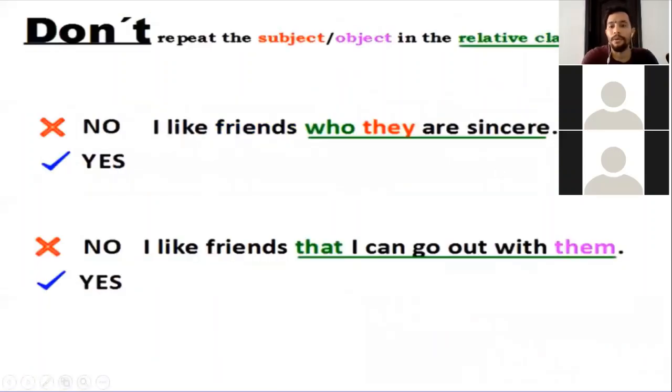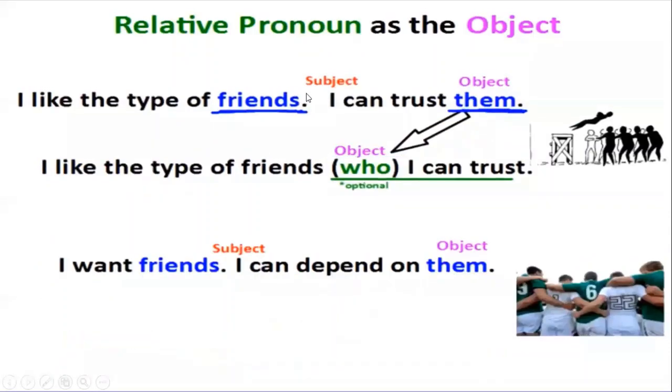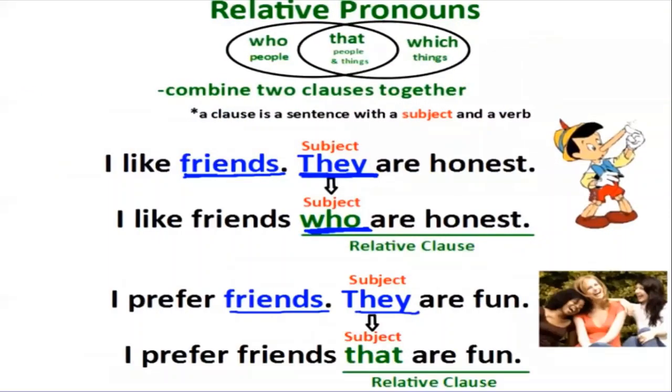All right. So something that you must always take into account: don't repeat the subject or the object in the relative clause, right? Now, what is the relative clause, or how can I know that these are relative clauses? You can normally identify it because the beginning of the relative clause is always going to be the relative pronoun till the end, right?